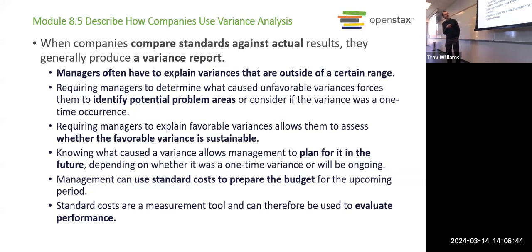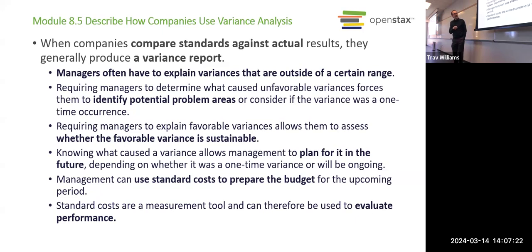So, as it says here, managers often have to explain variances that are outside of a certain range. There's always going to be some variance, right? If you're being evaluated on the performance of your department and the variance is unusual, somebody's going to want an explanation. What's going on here, right? So you need to understand what's going on. You need to identify if there are potential problem areas. Maybe you're going over budget, over the standards on certain costs.